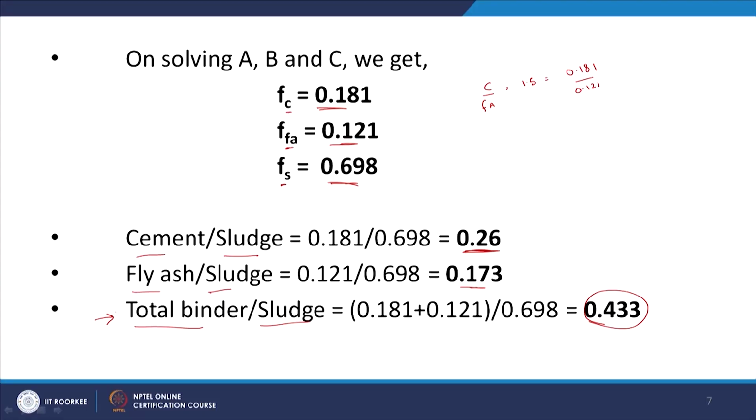Why is that? Obviously because to minimize your cost you want to have a greater value of your waste, and a lesser content of your binder here. That is something to keep in mind.